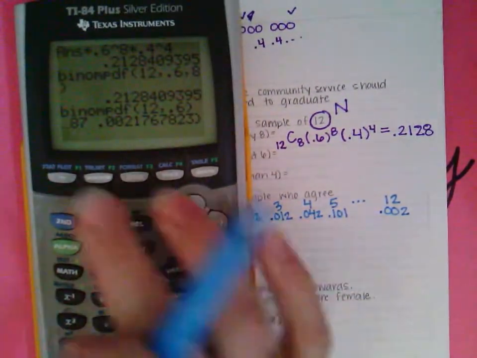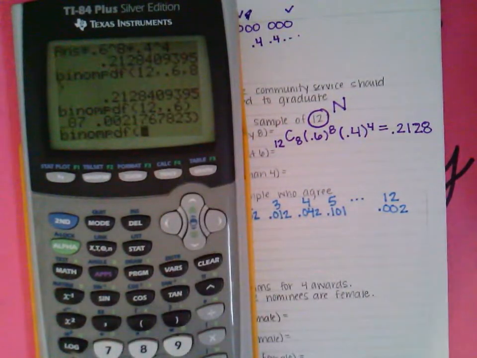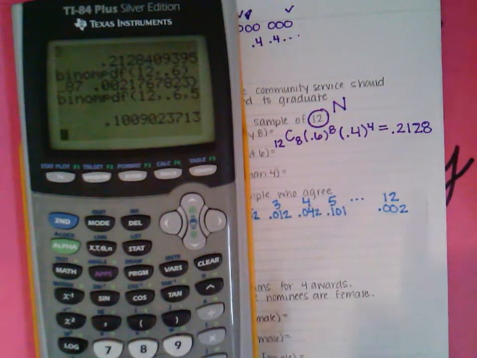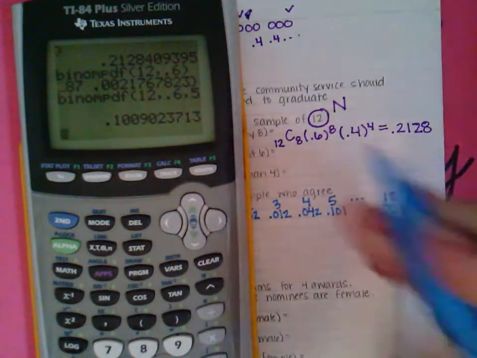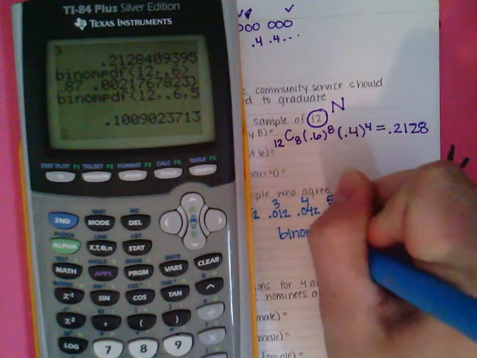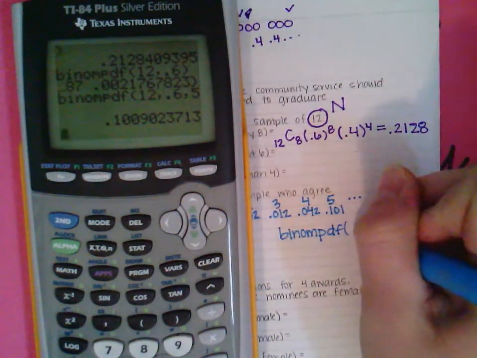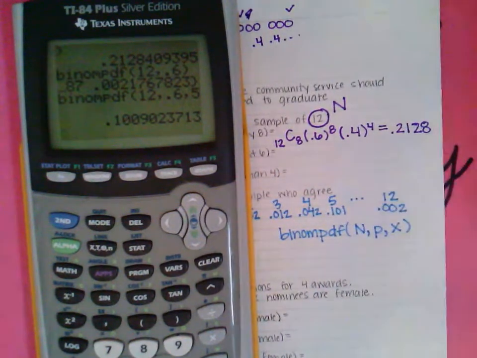But just for one more example, I do binomial PDF 12, 0.6, comma 5. You'll see it gives you the value here. So for binomial PDF, you enter n, p, and then x. And no x gives you the entire distribution.